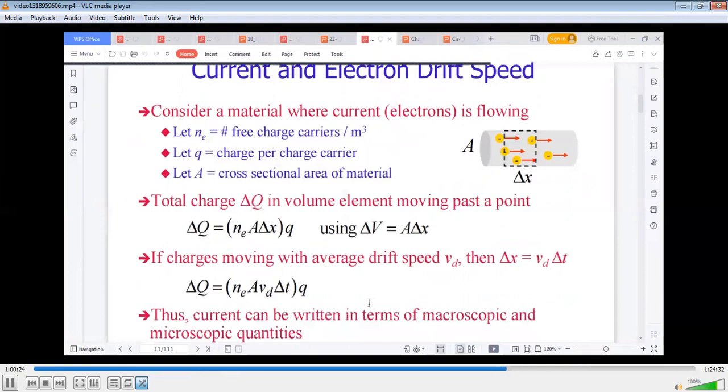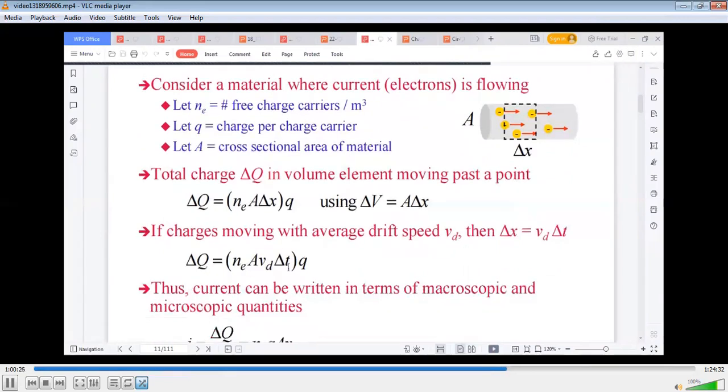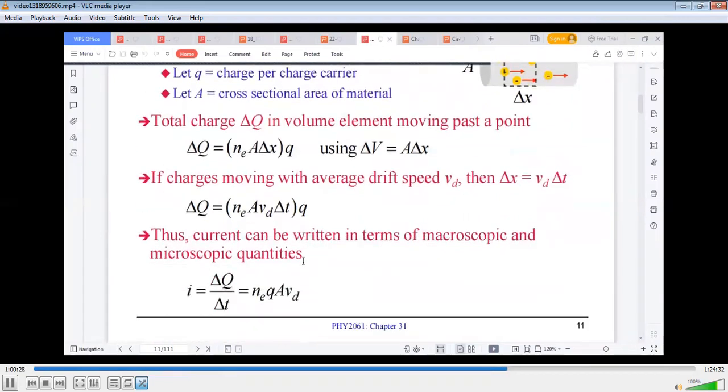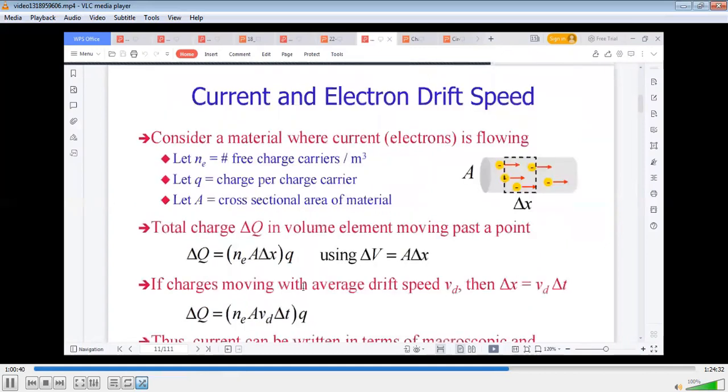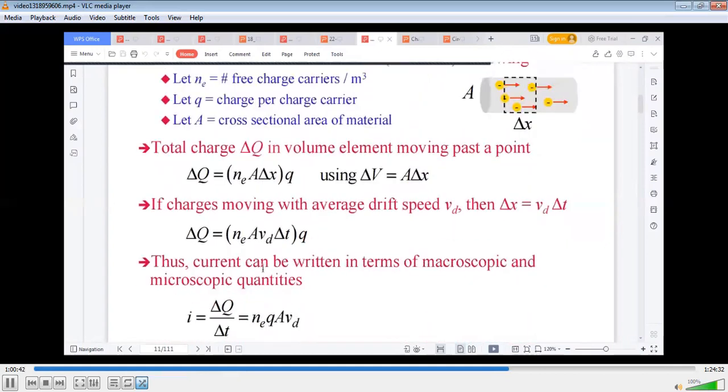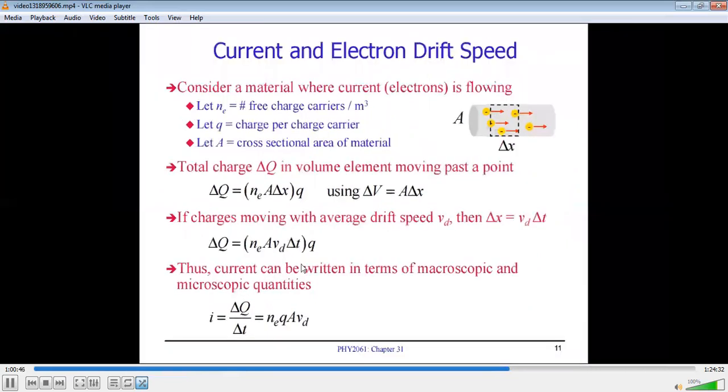So if the charge is moving with an average drift velocity vd, then the equation can be written like this. And thus the current can be written in terms of microscopic quantities. That means the rate of change of the amount of charge with respect to time equals nqAvd. vd means what? Drift velocity.